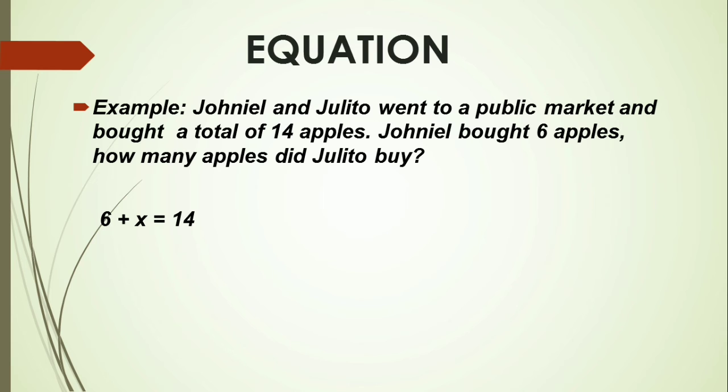Because we don't know how many apples Julito bought, we will use x to represent the number of apples that Julito bought. Since for them to have a total of 14 apples, you need to add the number of apples that Janiel and Julito bought, the equation will be 6 plus x is equal to 14. To find x, we need to transpose 6 to the other side. 14 minus 6 is equal to 8. The number of apples that Julito bought is 8. And we are done with the example problem in equations.